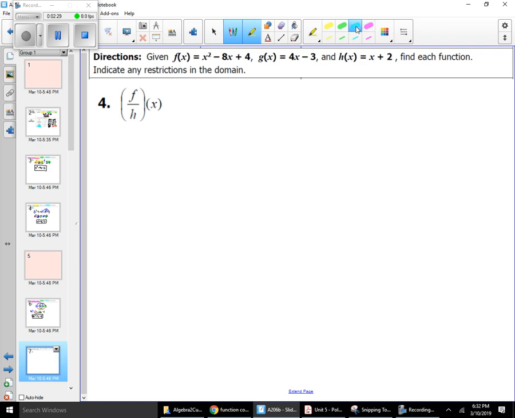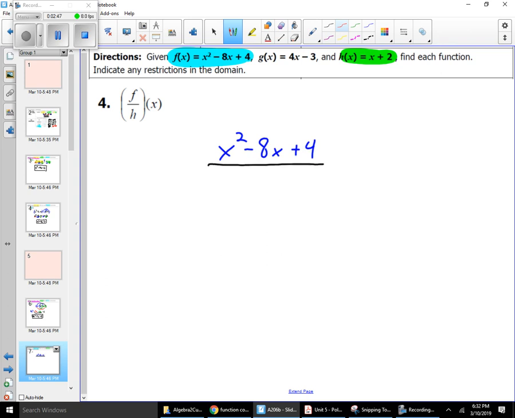So we're taking a look at f now, and we are dividing f by h. So we take a look at f. F is quadratic. That is our x squared minus 8x plus 4. We are going to divide that by x plus 2. Now, if you look at that numerator, it is quadratic, and usually when we think about quadratics, we think about factoring, what two numbers multiply to 4 and add to negative 8. Well, you can think long and hard about that. You're not going to find two numbers.